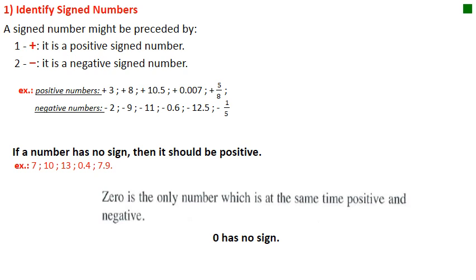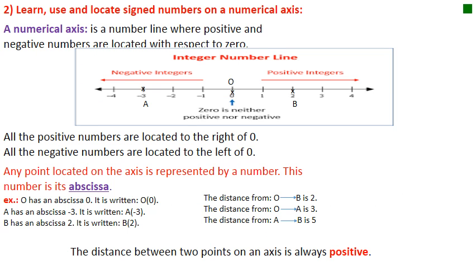First, as we know, our first objective is to identify signed numbers. We all know that a signed number is either preceded by a plus, so it's positive, or a minus, so it's negative. As examples of signed numbers, we have +3, +8, -2, -9. It could be decimal, and it could be written as a fraction. If any number has no sign before it, then we should consider this number to be a positive number. 0 is the only number that has no sign.